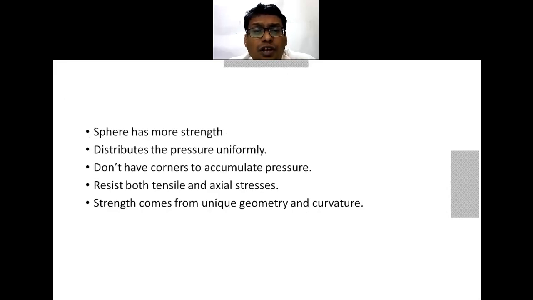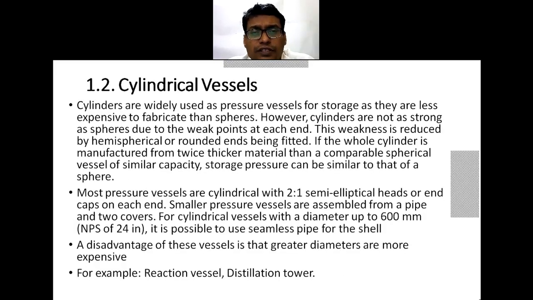So these spheres have more strength, distribute the pressure uniformly, don't have corners to accumulate the stresses, and resist both tensile and axial stresses. The strength comes from the unique geometry and the curvature. So these are the advantages of the spherical vessel.